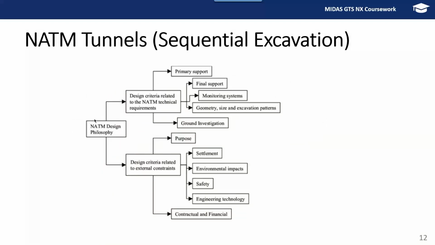Now, in a NATM tunnel, the design philosophy is very simple. The design criteria is rated for NATM technical requirements and also for the external constraints. For the NATM technical requirements, you have to start with the ground investigation, then the geometry, size and excavation patterns are decided, then monitoring and supports are put in place. Along with that, the final support and the primary support are installed. In terms of external constraints, there is the purpose of the tunneling, the financial issues, and contractual issues like what kind of labor is available locally or what kind of labor you have to get hold of. Then the settlement criteria for that particular section, the environmental impact, the safety, and also what kind of technology you want to use for the progression of the sequential excavation.